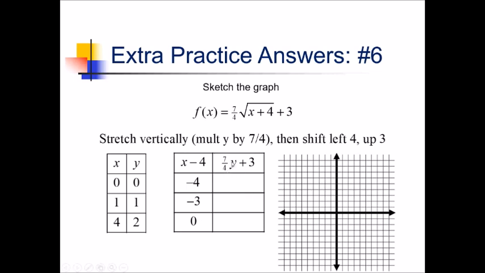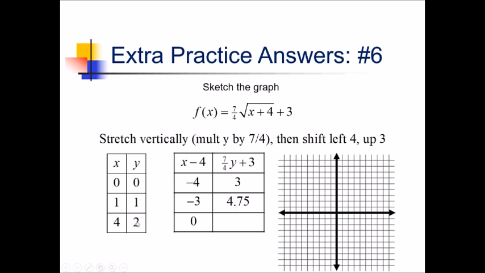We have 7/4 times the y plus 3. 7/4 times 0 is easy. That's still 0. Plus 3 gives us 3. 7/4 of 1 is 7/4, or I guess you could say 1.75. Adding 3 gives us 4.75.